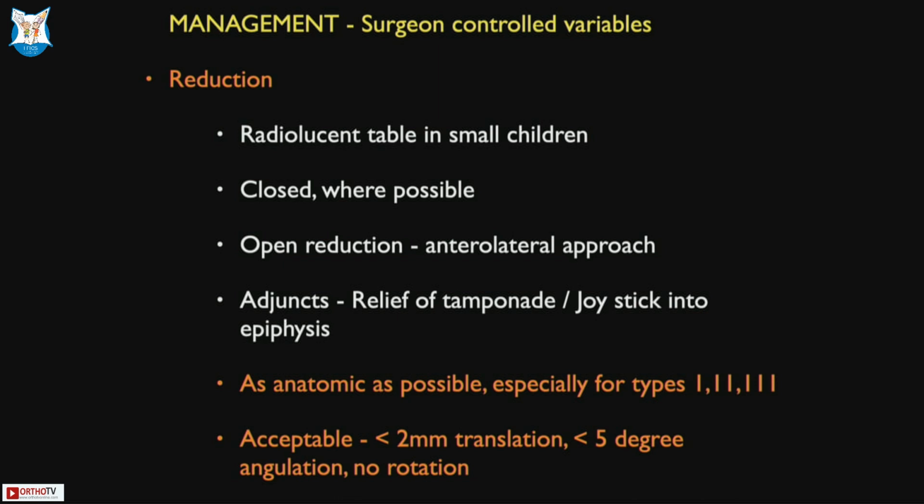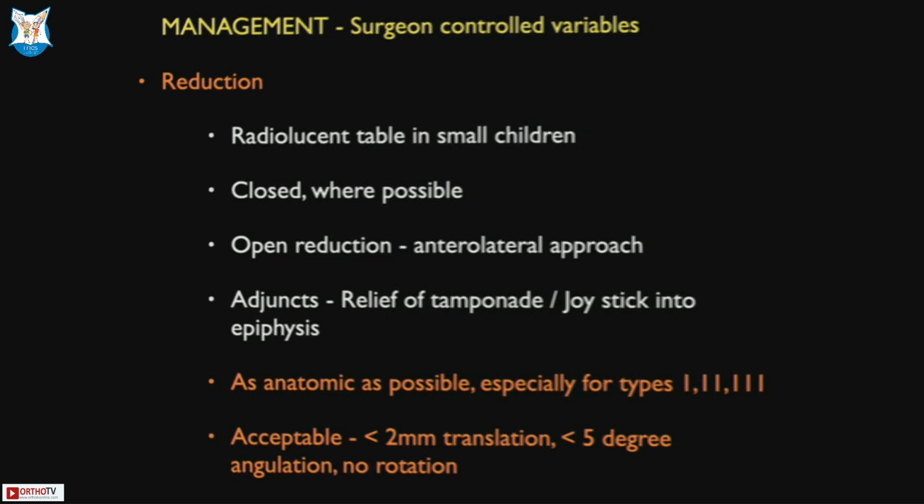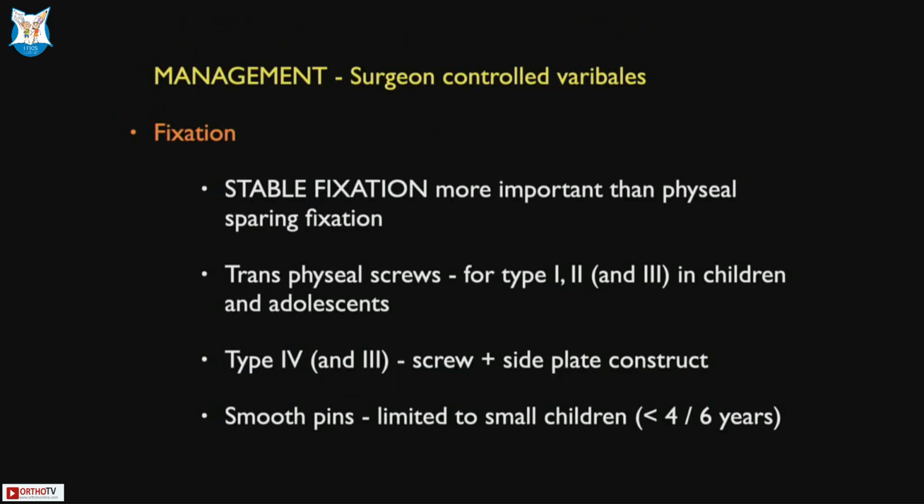As anatomic as possible in types 1, 2, and 3. There are very little acceptable criteria: very little malalignment that you can accept, very little translation and very little angulation. In terms of fixation, stable fixation is critical rather than physeal sparing fixation. So do not hesitate to go across the physis.